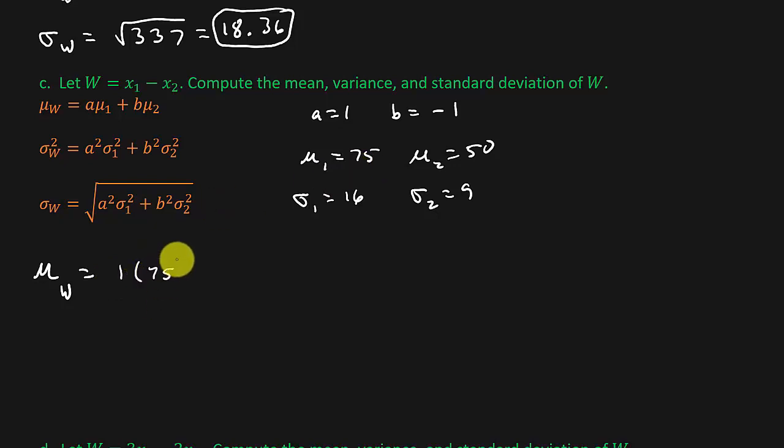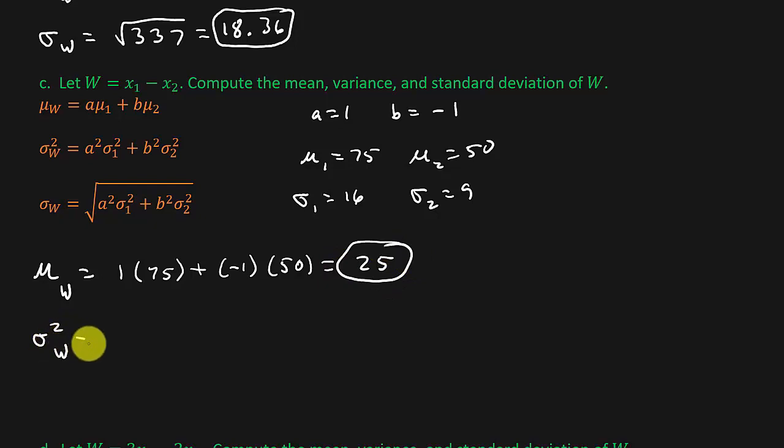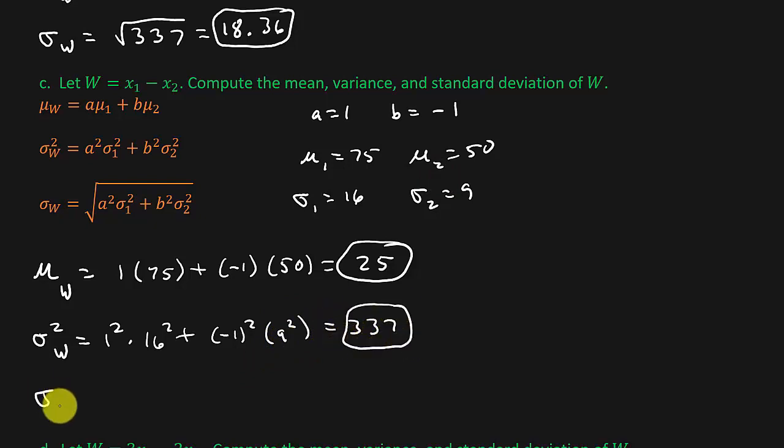And then the variance is A squared, so 1 squared times sigma 1 squared, so times 16 squared, plus B squared, so -1 squared, times sigma 2 squared, so times 9 squared, and that is going to be 337. The standard deviation is of course just the square root of that, and that is going to be 18.36. So you can see this is not that bad.